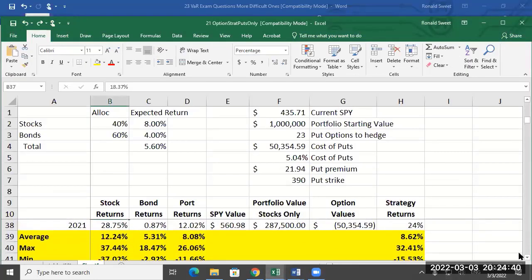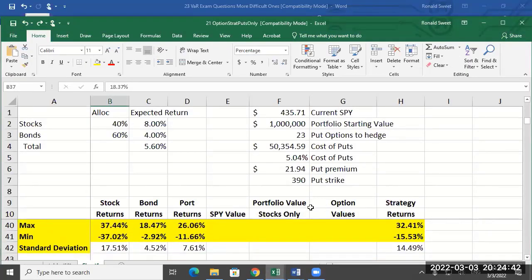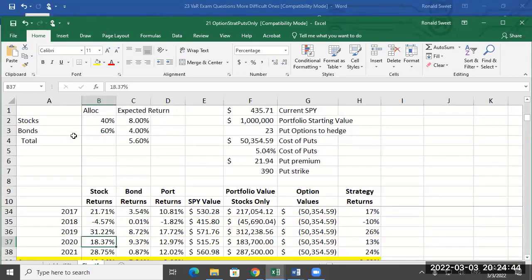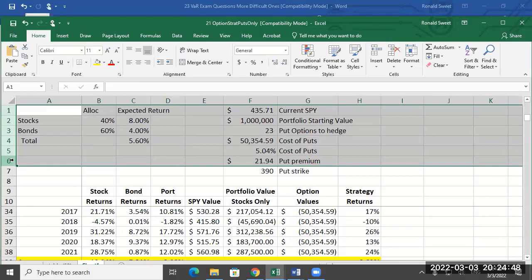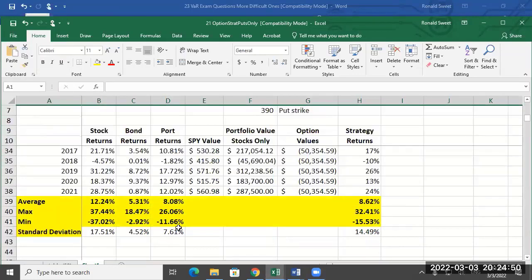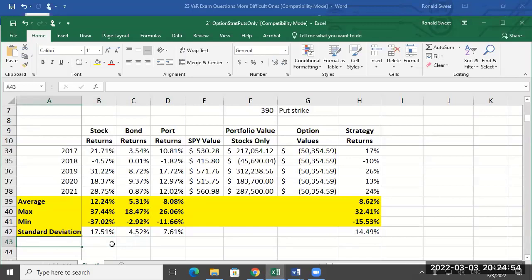Oh, I forgot to show you at the beginning. Let's look at this because that's essentially what he's saying. I'm gonna hide some rows here, sorry. So this is a put only strategy. So all I do is buy puts. All right. So this is kind of his point, that this skews the numbers.